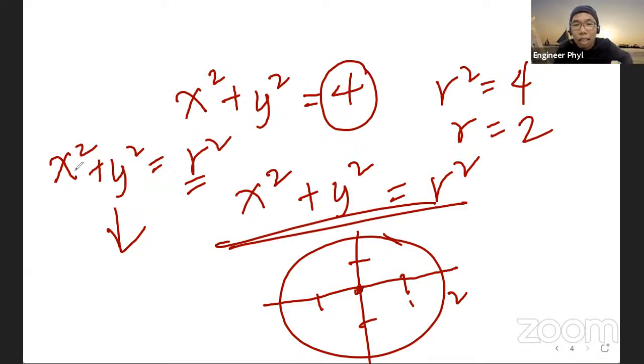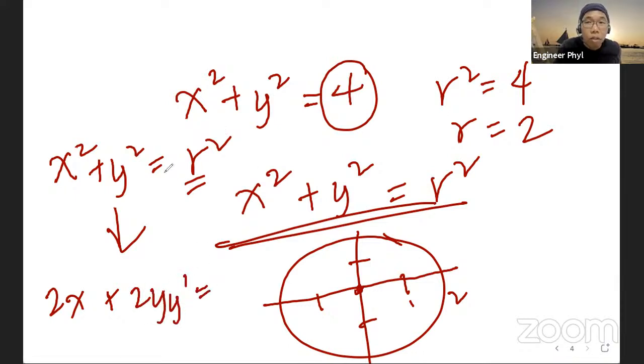And this is a bonus lecture anyway. We'll talk about this on our next topic. So x squared, differentiate with respect to x. We have 2x times 1. Okay, differentiate y with respect to x. So we have 2y y prime equals, differentiate a constant, and that is 0. Then divide the entire equation by 2 to simplify further. Moving on here, we have x plus y y prime equals 0.